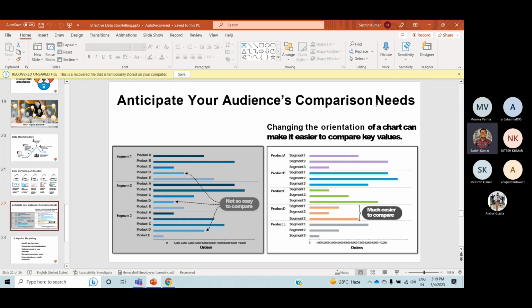So anticipate your audience's comparison needs. Basically, that is the diagram tool to know more about audience comparison.